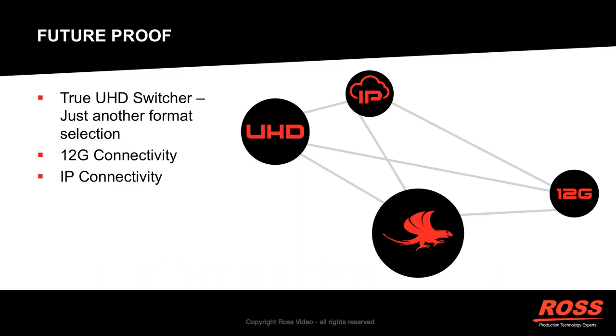Of course, it's future proof. It's a true UHD switcher. It's just another format selection. You just go to the menu and say, I want 2160p, please. And everything occurs under the hood. The size changes because obviously the bandwidth is much greater for UHD. So 8 MEs become 4 MEs in UHD, and the keyer count goes from 8 per ME to 4 per ME. But even so, it's still a very powerful UHD switcher at that point.